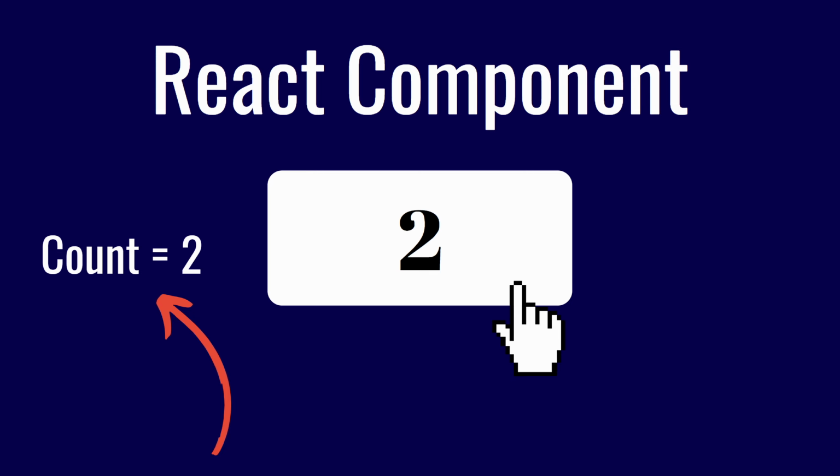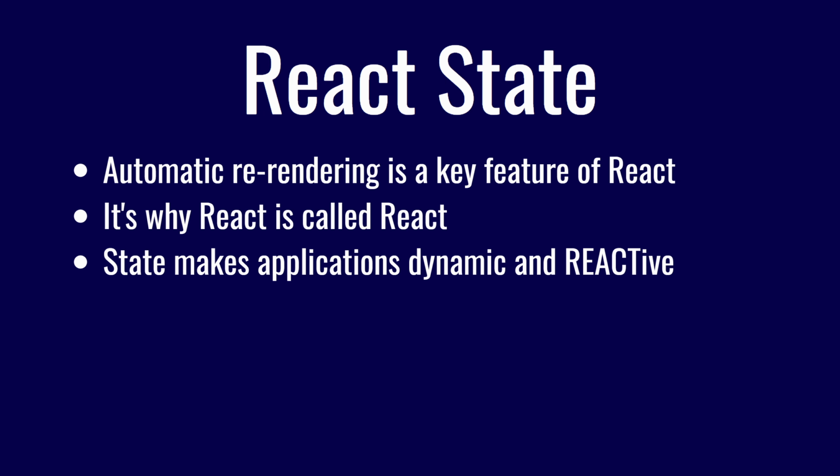The concept of automatic re-rendering of components is a very important feature of React, so much so that it's why React is called React in the first place. React components can react to actions done on a page because of state. State is what makes React very dynamic and, well, reactive.